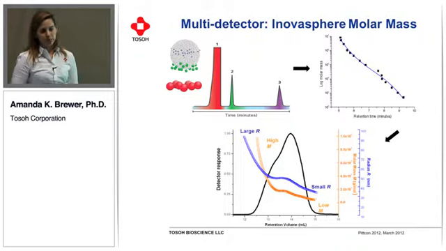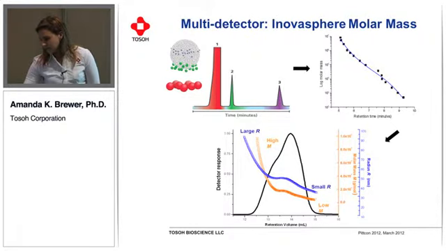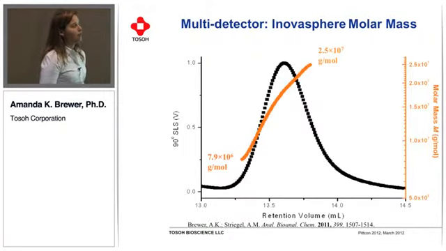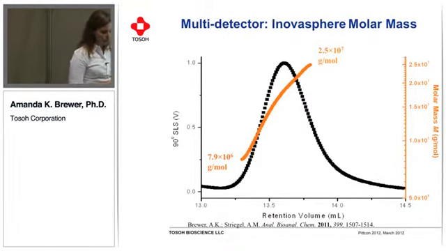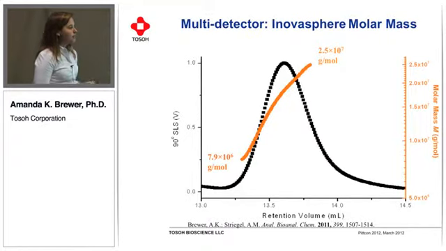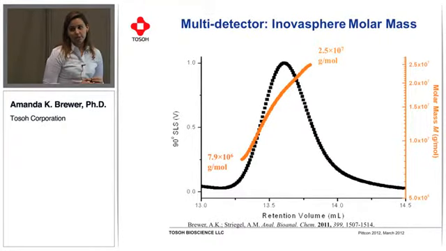Now remember, we're doing multi-angle light scattering here. So I'm going to show you the molar mass plot for the Inovasphere. It's got the opposite trend from what we're traditionally used to. We're used to the molar mass decreasing as a function of increasing elution volume.